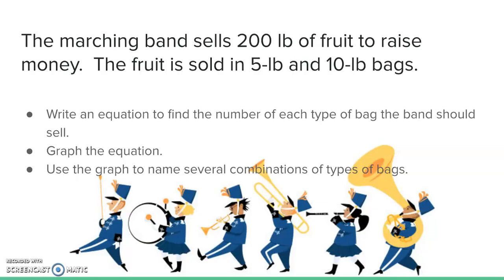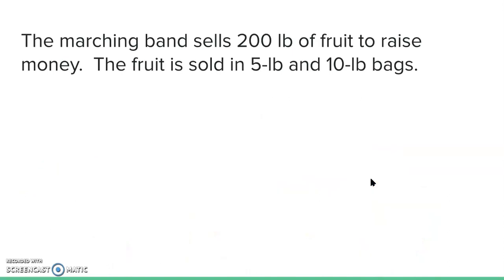A marching band is trying to sell 200 pounds of fruit in order to raise money. The fruit is sold in two increments, 5-pound bags and 10-pound bags. I want to write an equation to find the number of each type of bag the band should sell. I want to graph that equation, and then I want to use that graph to name several combinations of types of bags. Let's take this in small chunks.